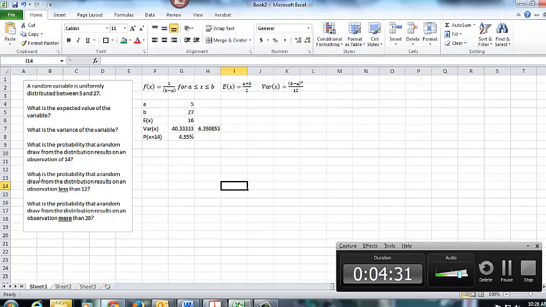What is the probability that a random draw from the distribution results in an observation less than 12? So probability that x is less than 12.